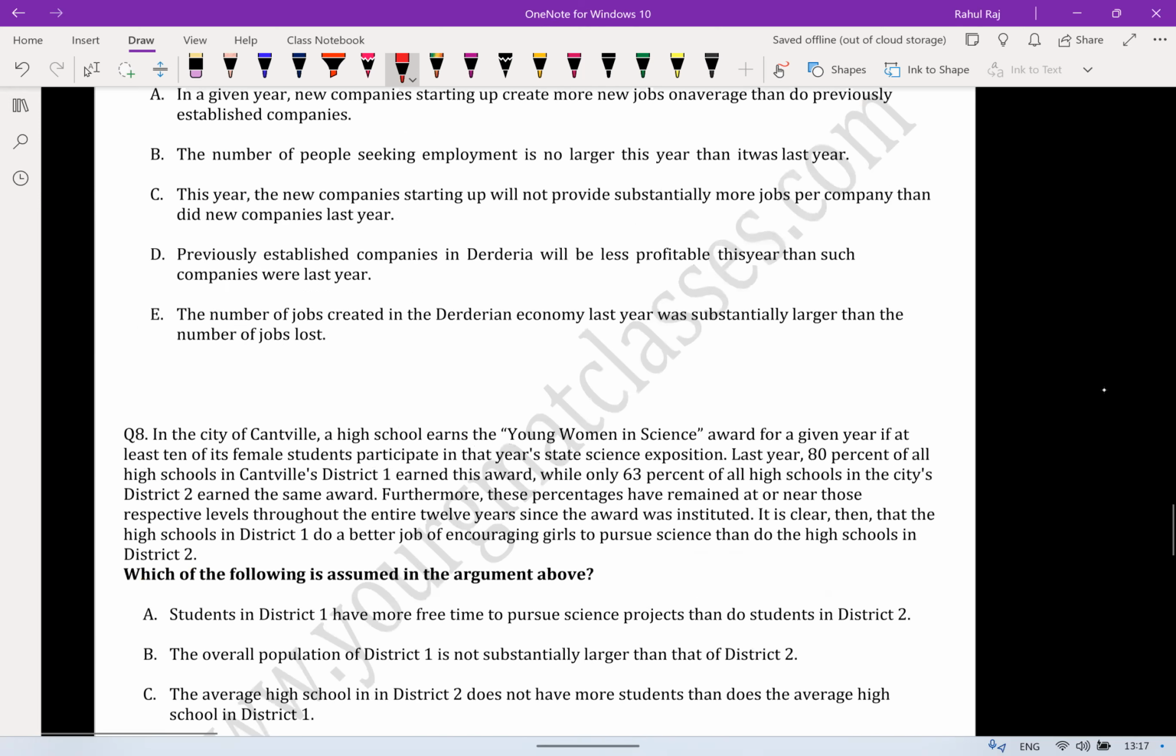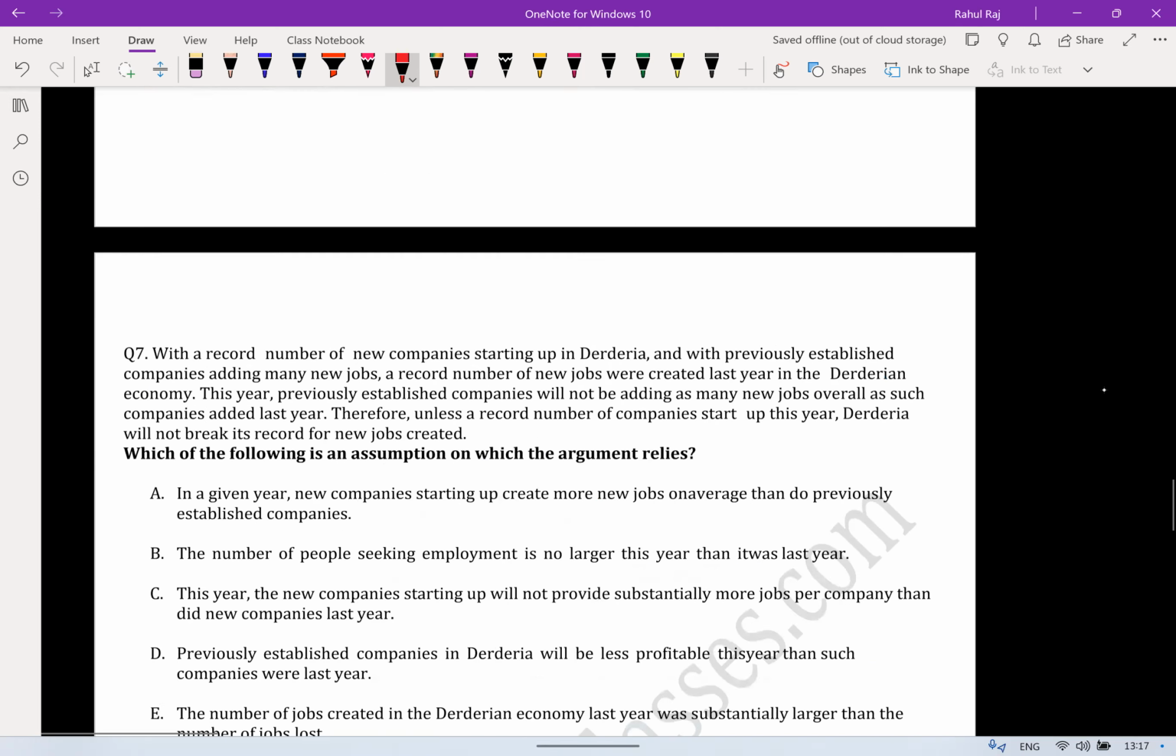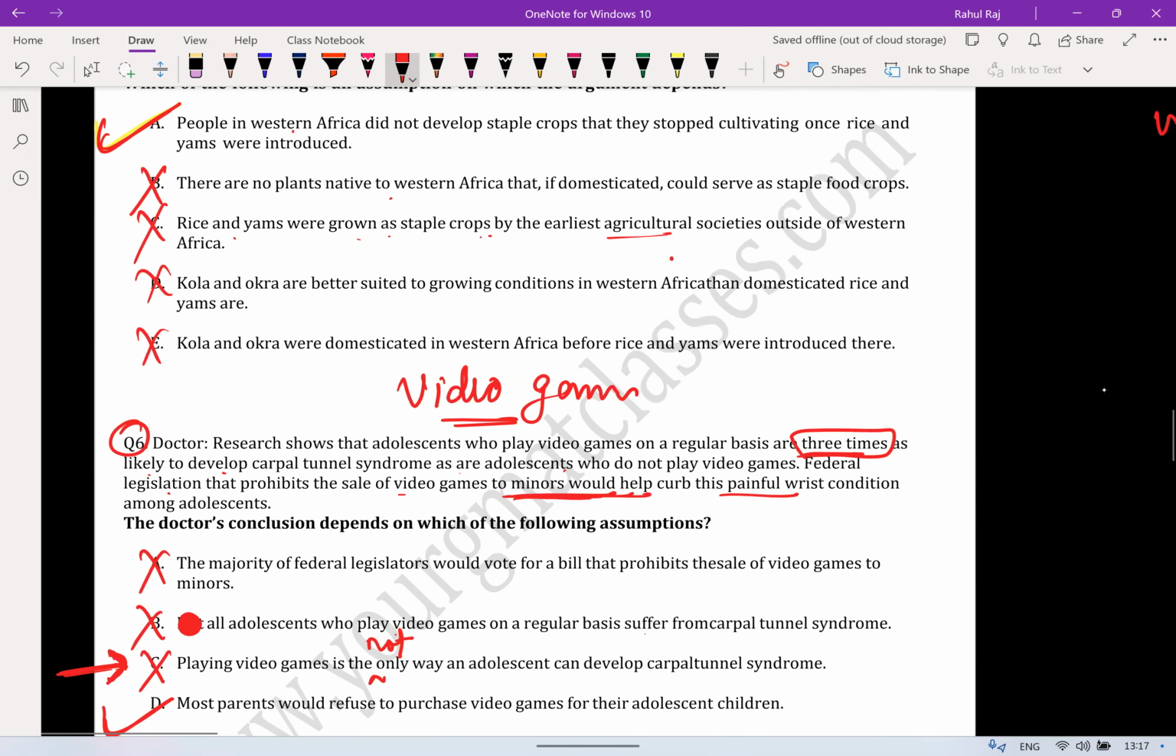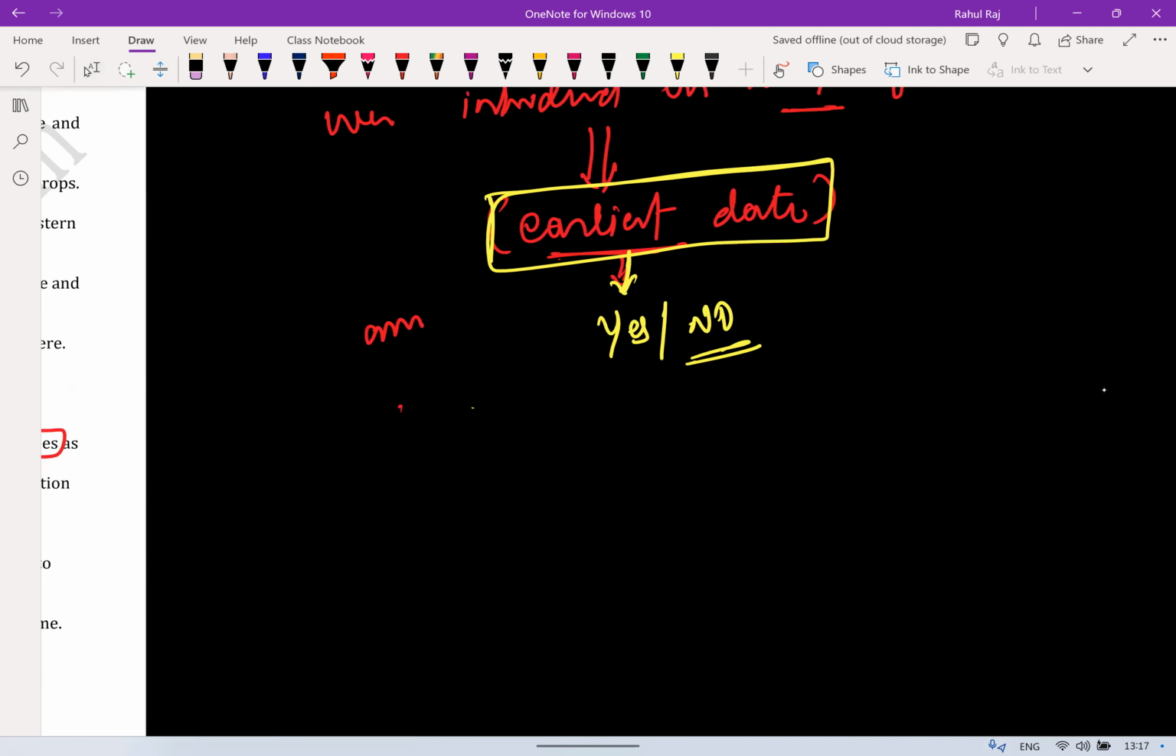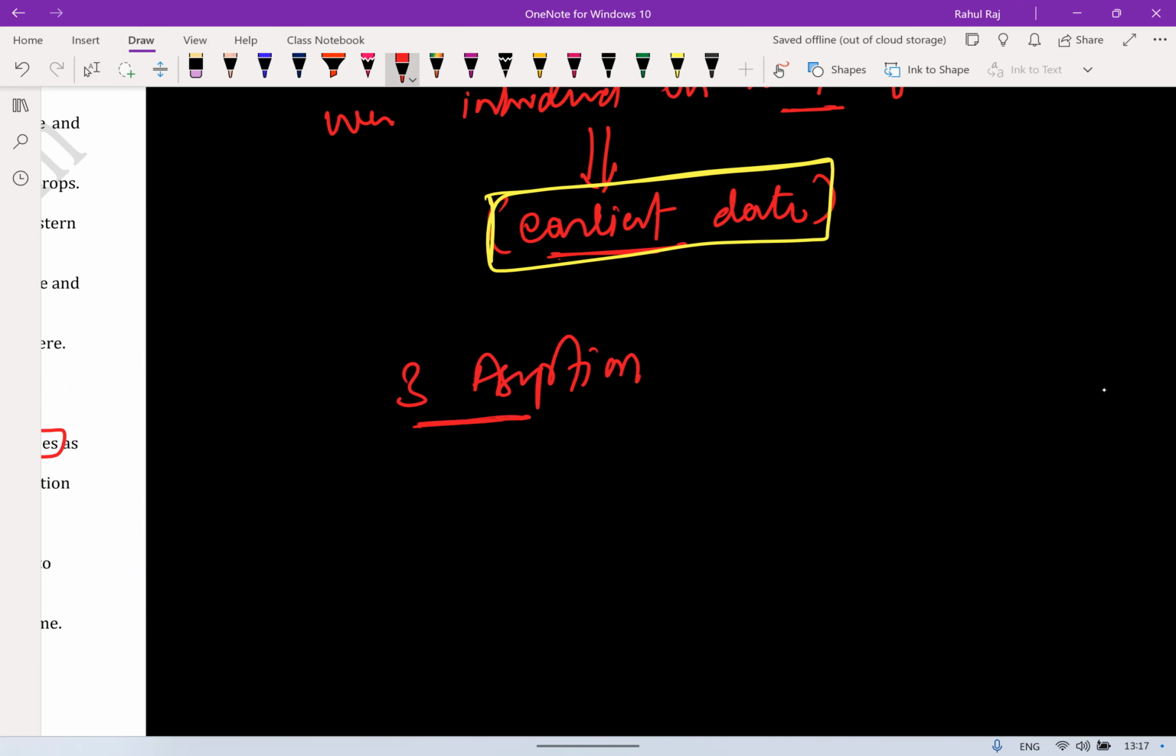So please, we have question number 7, question number 8, question number 9. We'll discuss all these questions in the next class. But what is the homework? Please listen to it carefully. In the next class, we'll not be only discussing 3 assumptions questions. Absolutely no. We'll also start the evaluate part. Okay, I'll send you the mails.